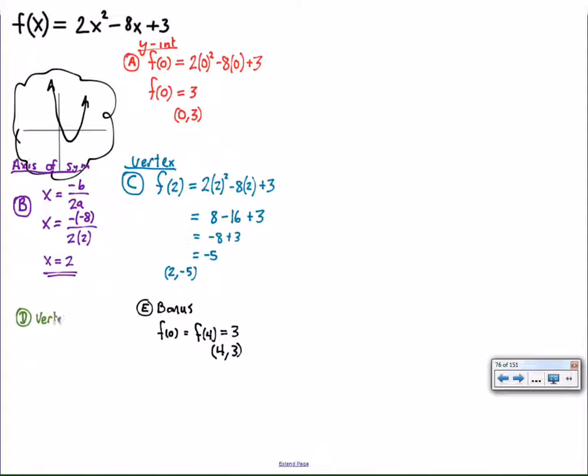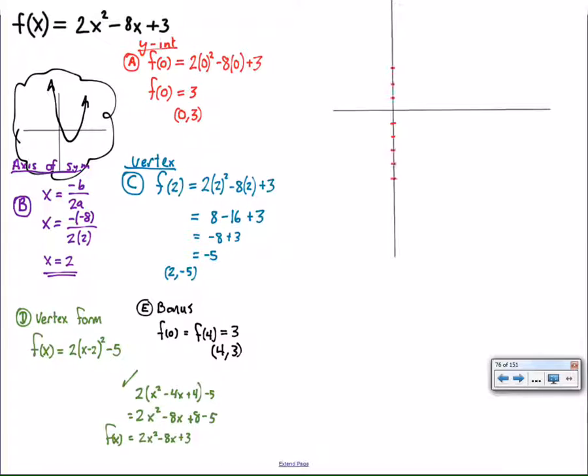In vertex form, I know the a value is 2, I know that h is 2, and k is -5. And to verify that this is in fact the same exact form as this one right here, I'm going to FOIL out the x minus 2 again, get this, distribute the 2 to get this, and then subtract the 5, and I end up with an expression that is exactly the same as the one given.